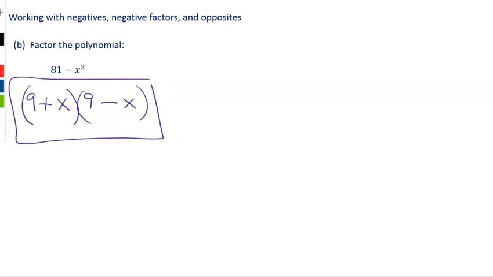I'm not saying the other way is easier. It really just depends on which way you want to look at it. But what if this problem was written differently? What if it was written in the other order as negative x squared plus 81? That is the identical problem. It's just written in a different order with the negative x squared first and the plus 81 second.